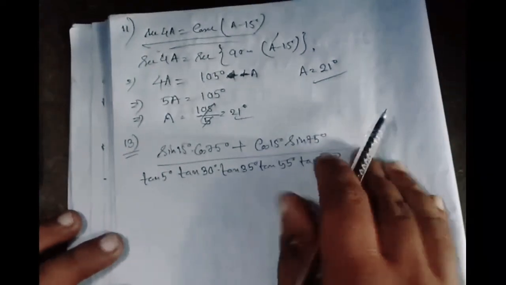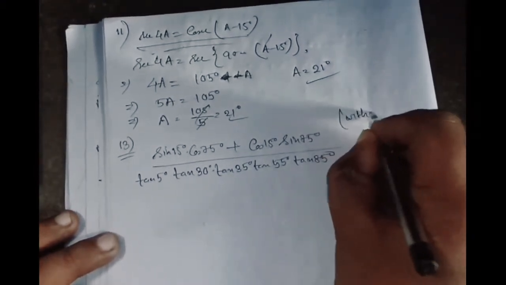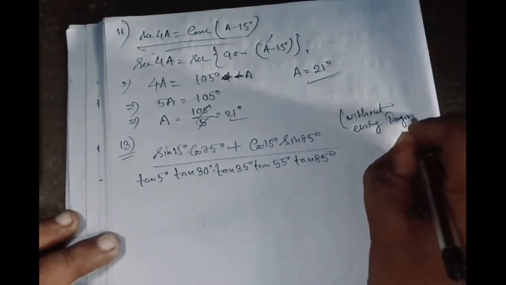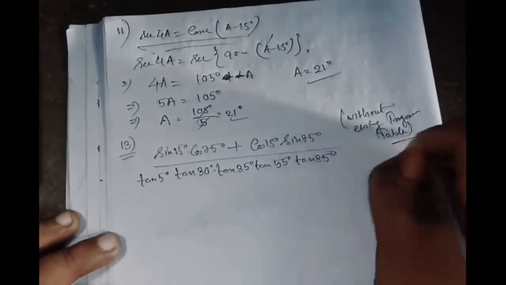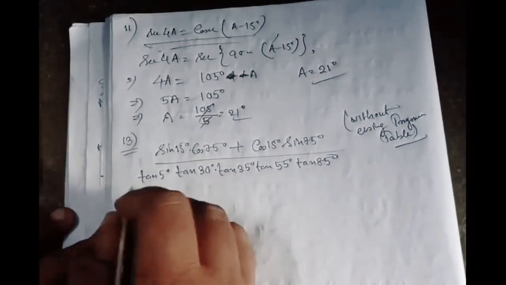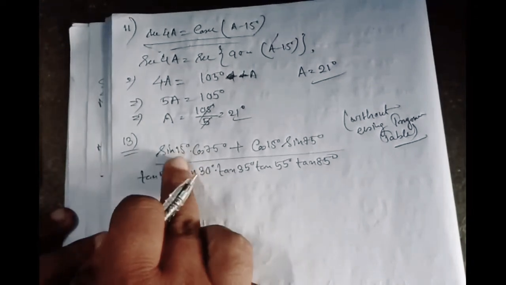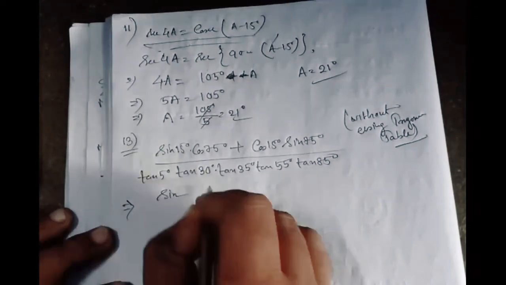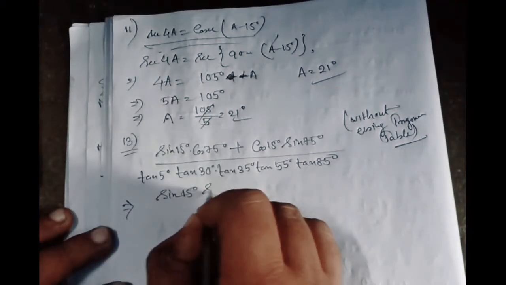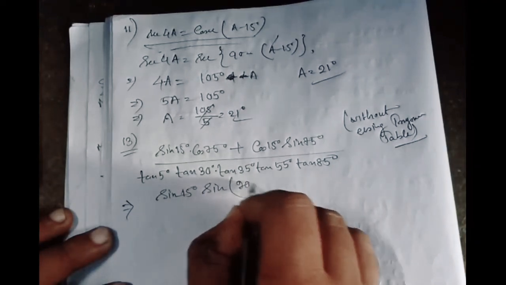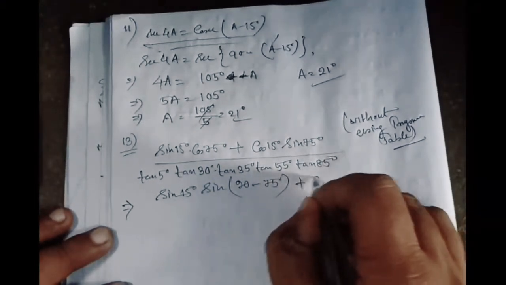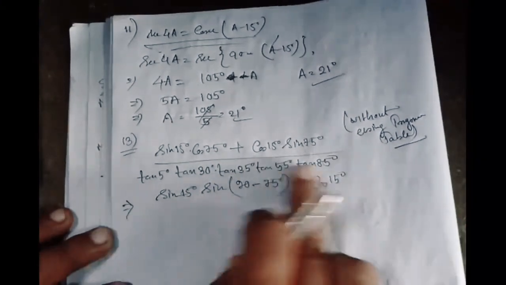Evaluate the following without using the trigonometric table. We have to find this value. So for that, this is sin 15 degree. Next, cos 75 means sin of 90 minus 75 degree, plus cos 15 degree remaining here.